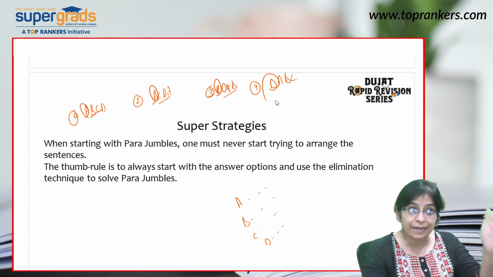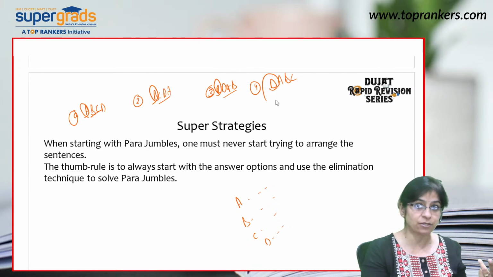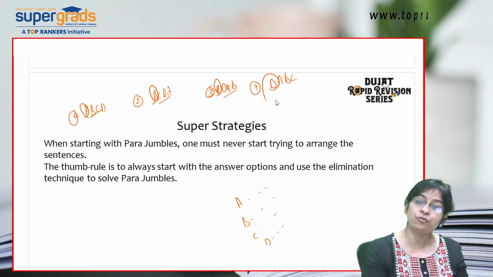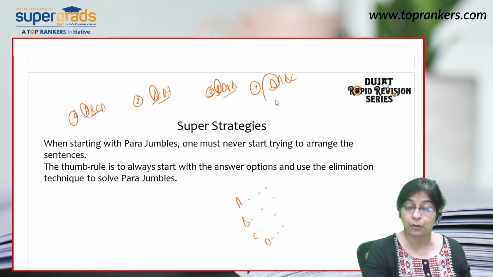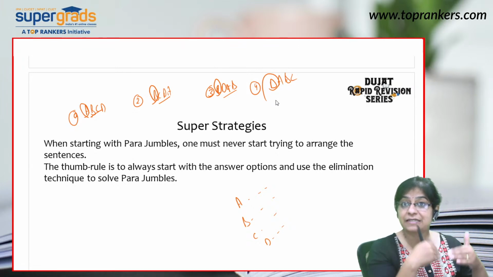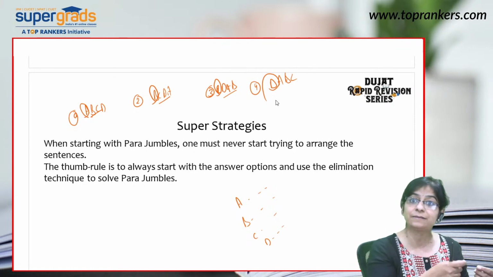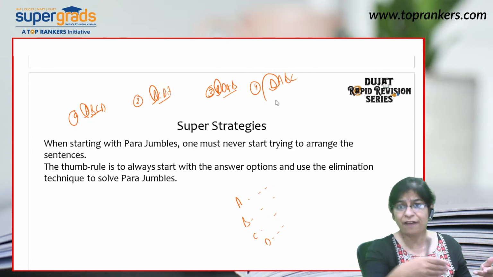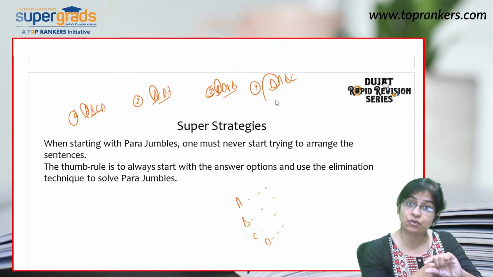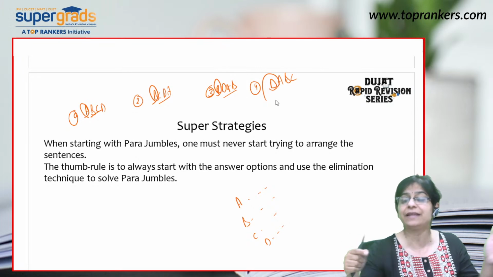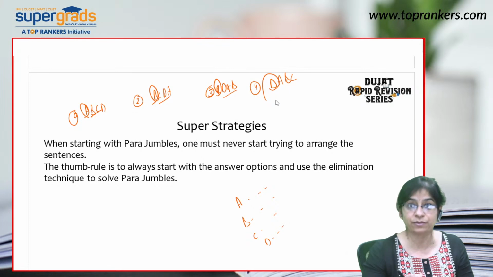So eliminate the ones that would not be possible passage openers. Then you will have to work around fewer answer choices to get your answer right. So that's strategy number one. Never try to rearrange the sentences. Instead, start with the answer choices and see which ones work best. You don't have to put all of them together. Just look at the first alphabet of each answer choice in the beginning and try to eliminate the possible answer choices that cannot work as passage openers.